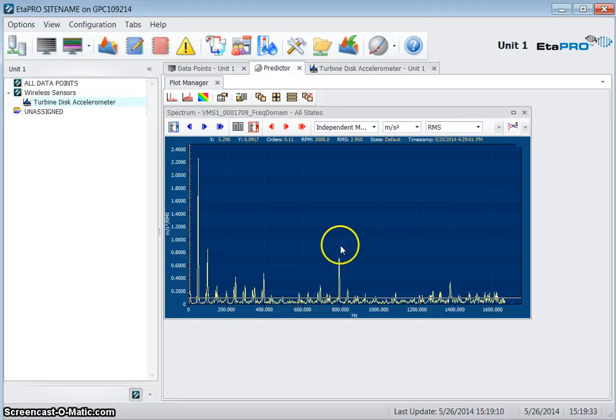I even see here an outstanding item. This is actually the blade passing frequency at 16x. Now a vibration signature in and of itself is of limited value. It's really the change over time that I'm interested in.